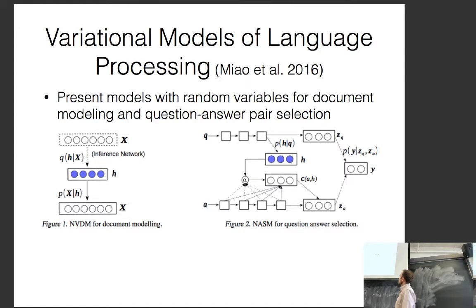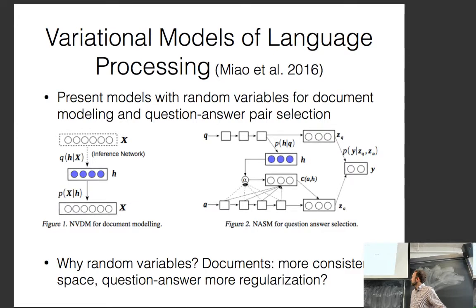Then they had another similar one for question-answer selection. So they would encode the question in this latent space and then use this to do question answering. This one I wasn't entirely convinced that it needed to be a latent variable model, but they seem to show that it worked better, and I think that might be because of the regularization effect.